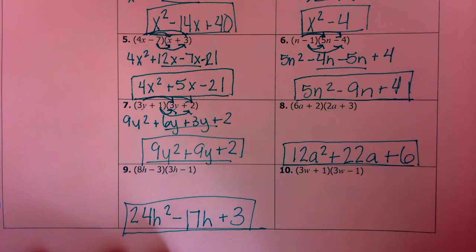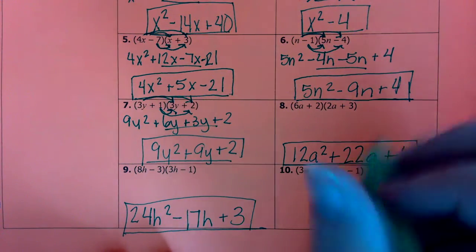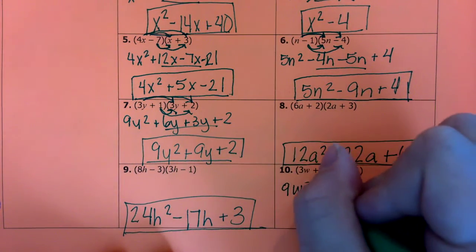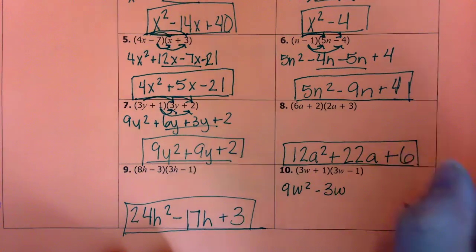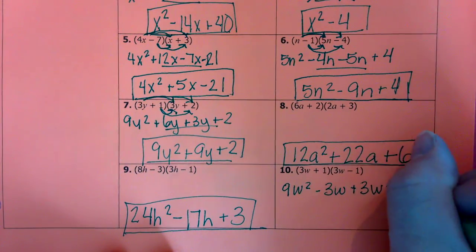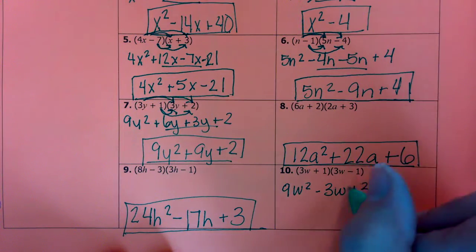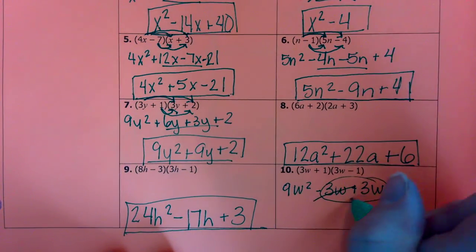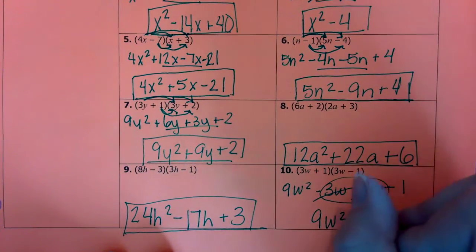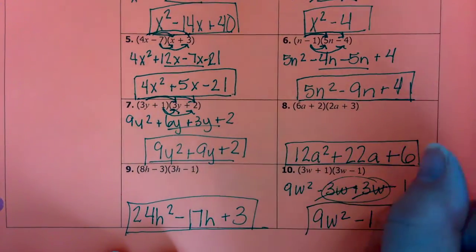And now for this final one. This one's one of our special ones because when I multiply, you're going to get 9w squared minus 3w plus 3w minus 1. And so this is when my middle terms cancel each other out to get a 9w squared minus 1 for my final answer.